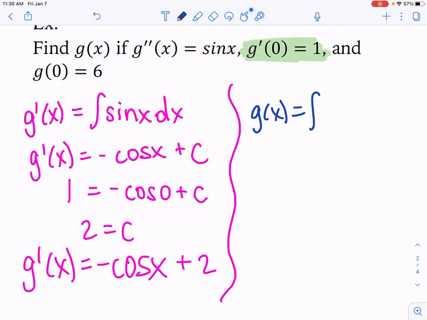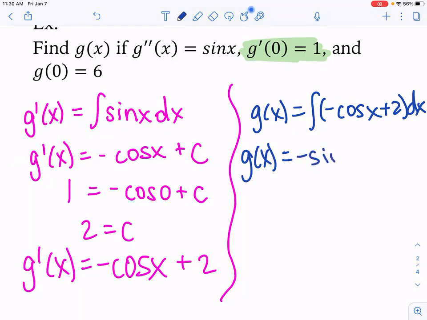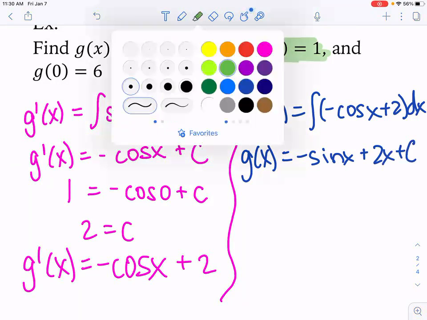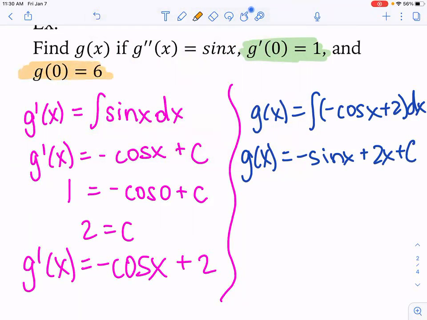Now we got to go for round 2. Since we want to get to the function, we need to take the antiderivative of negative cosine x plus 2. Well, the antiderivative of negative cosine x would be negative sine x, and the antiderivative for 2 is 2x, and then we have our plus c. Okay. Well, we know g of 0 is 6, so 6 equals negative sine of 0 plus 2 times 0 plus c.